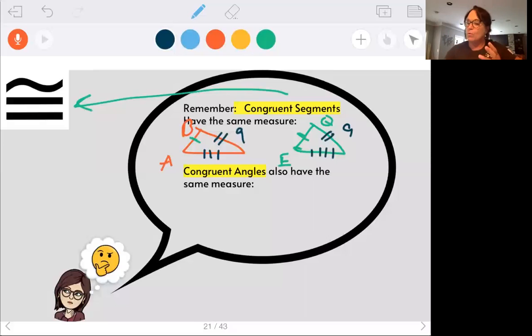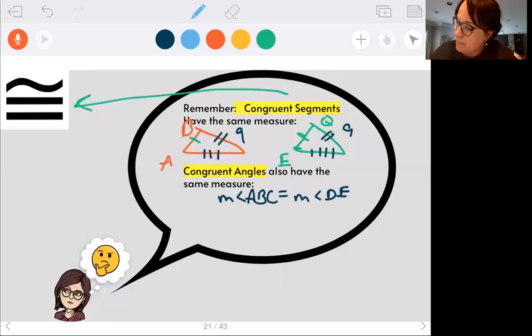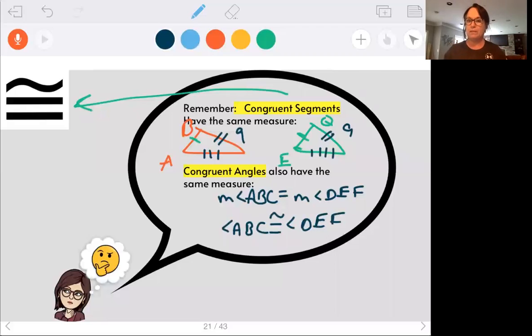Well, the angles work the same way. Congruent angles have the same measure. So if the measure of angle ABC is equal to, measures are numbers, right? If it is equal to the measure of angle DEF, then we say angle ABC is congruent to angle DEF. That's what it means to be congruent. It means their measures are equal.